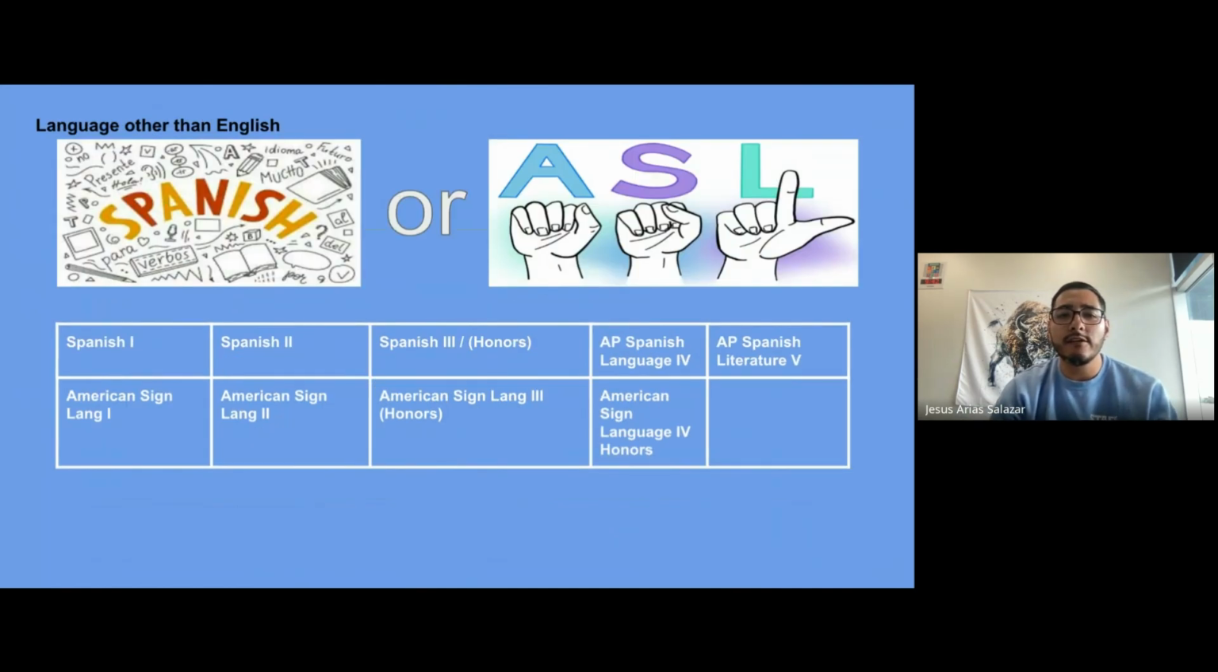When it comes to language other than English, we have 2 options here at Liberty High School. We have Spanish 1 and ASL 1. Please note, high school requirement is 1 year of language other than English. If you're trying to go A through G, you must do 2 years with the recommended 3-year. So this would be the sequence. Also, please note if you're trying to be A through G, it must be the same language that you're taking for those 3 years. So you can't be switching from Spanish 1 year, and then do ASL the next year. So you must follow the sequence.